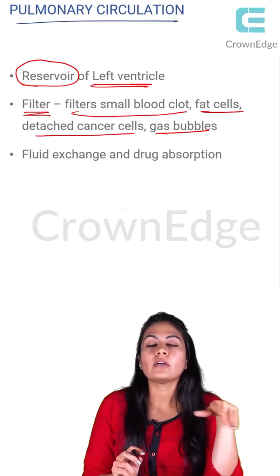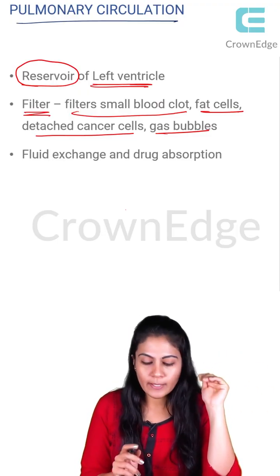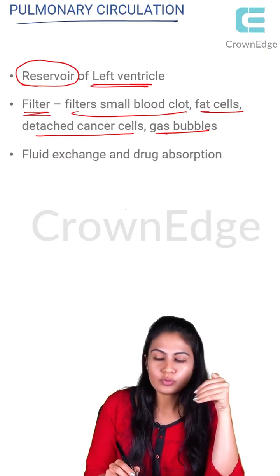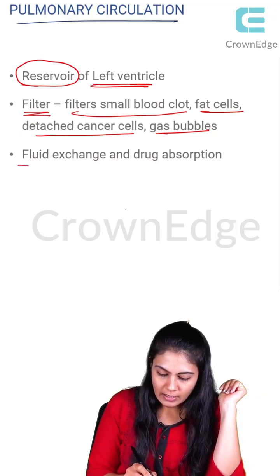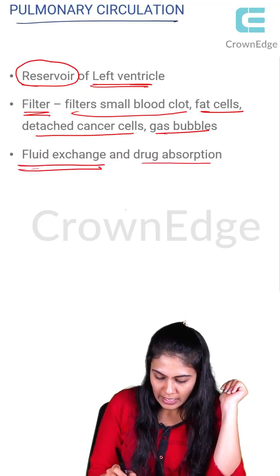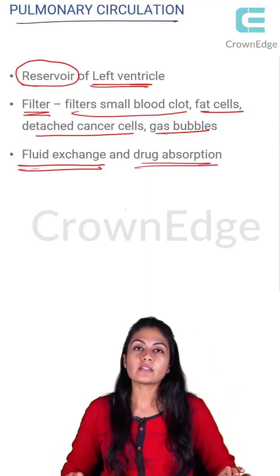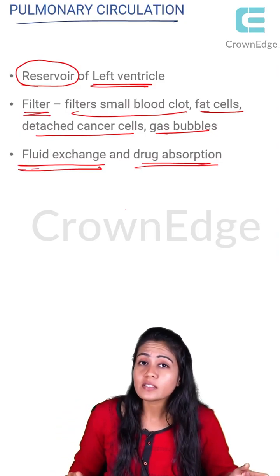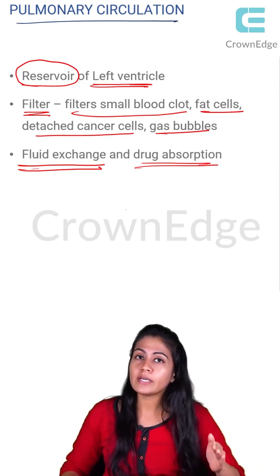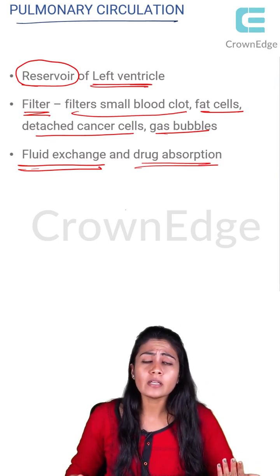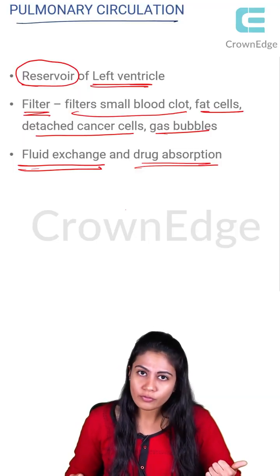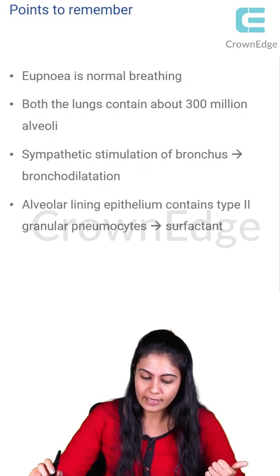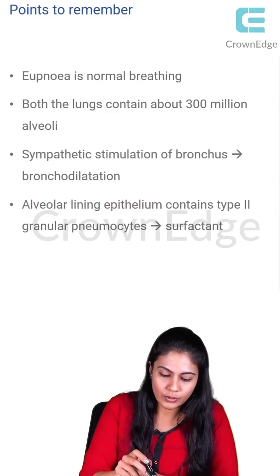So whatever blood is coming over there, in the blood there can be these things, so it can remove those things from the blood, right? And it also helps in fluid exchange and drug absorption. There are some drugs which are absorbed in the lungs if they have the receptor for that, right? And fluid exchange can be done, a little amount of fluid can be exchanged, right? Not a large amount, but yes, that can happen in the lung circulation.